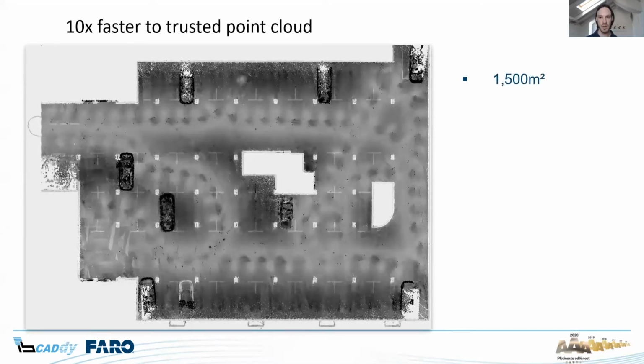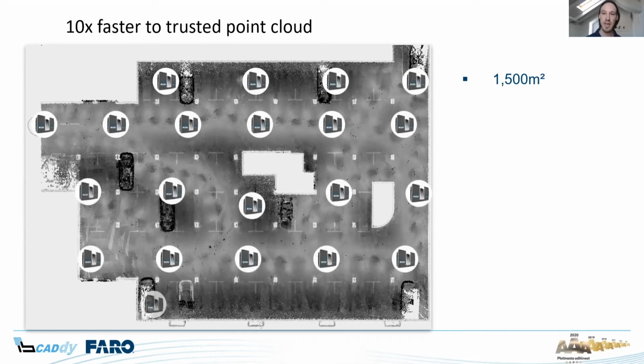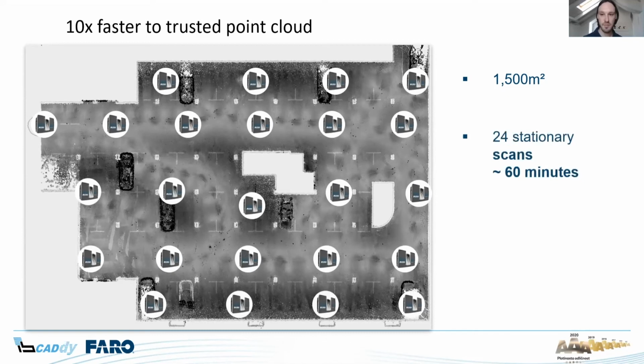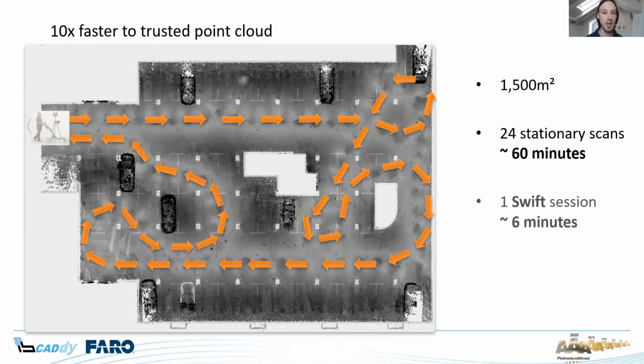So here is another example, a 1,500 square meter parking garage. Usually you would need a lot of positions with your laser scanner to scan it, at least 24 scans and 60 minutes. Now with the Swift, you just push your Swift through this parking garage to capture all of the stations 10 times faster.